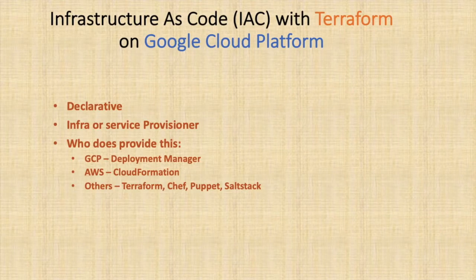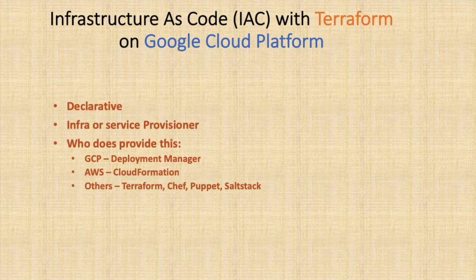Today we are going to discuss IaC, that is Infrastructure as Code, and we are going to use Terraform. This Terraform will provision a compute engine and create a VPC on the GCP. So IaC is nothing but you don't want to sit in front of a console and start provisioning all the infrastructure related stuff.